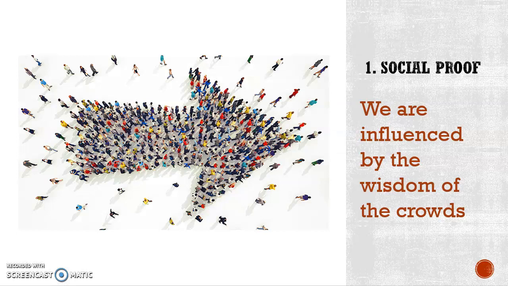First one is social proof. We are influenced by the wisdom of others, by the crowds. Well, this image kind of says it all. So remember how most children looked to others in the class before raising their hand to answer a question the teacher had just asked? Or how you chose the stream you wanted to study in, maybe engineering or MBA?